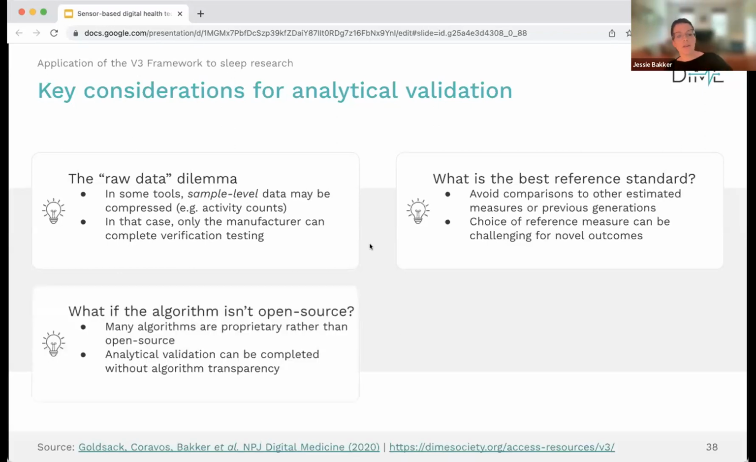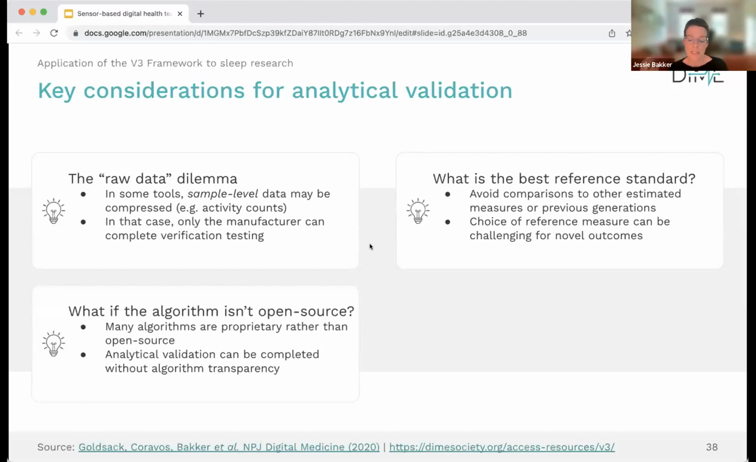Question 3, what if the algorithm isn't open source? I do hear pretty frequently calls for making algorithms open source. However, the reality is that many algorithms are proprietary and not accessible outside of the software developer. But analytical validation can be completed without algorithm transparency, as long as the investigator or the team responsible has an understanding of the input signals and the fact that they are verified.